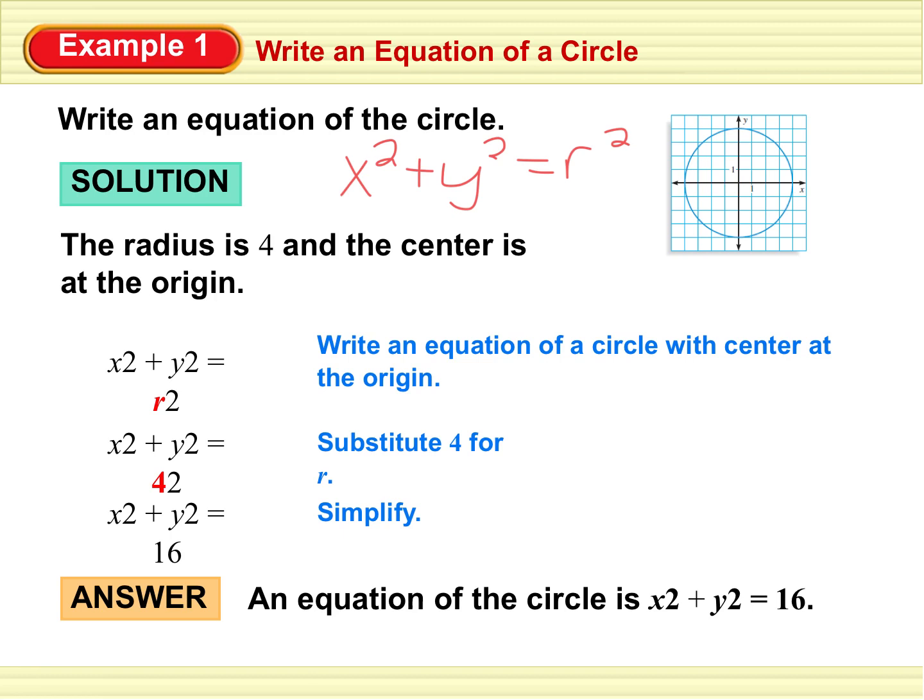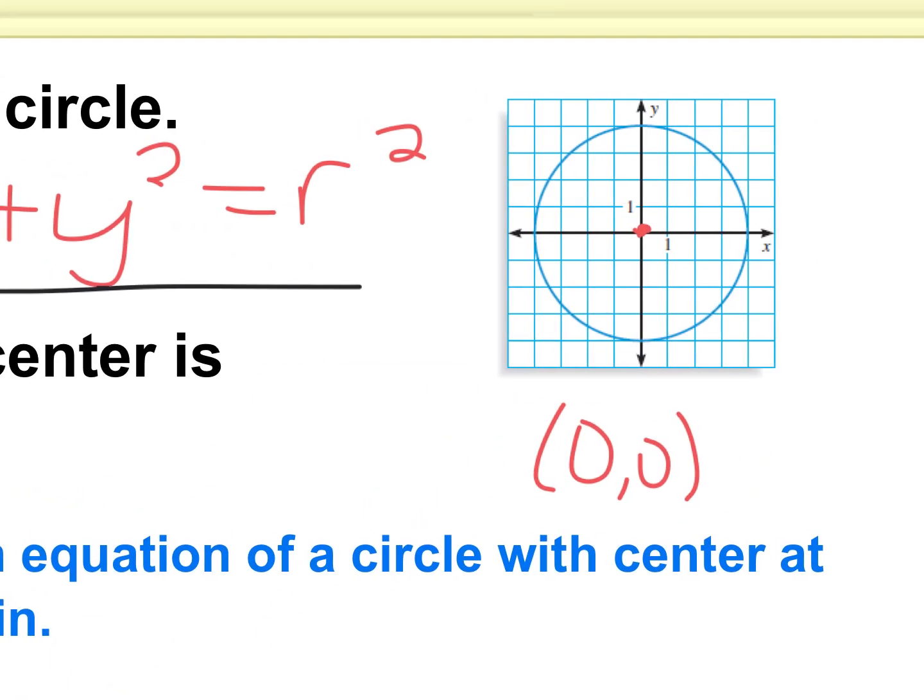Looking at this diagram right here, what do you notice about it? It's a circle. Where is its center? What's this point on a graph called? Origin, because its point is 0, 0. Looking at this equation, what's the one letter that you know? X and Y. R. R stands for radius.